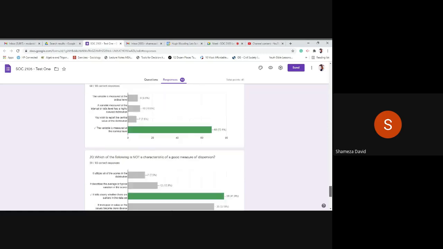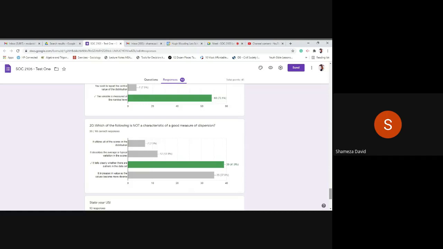And then the final question is, which of the following is not a characteristic of a good measure of dispersion? Some of these things are in the notes, so I'm thinking that just looking back at the notes would have helped in some cases. Any measure that utilizes all the scores in a distribution, whether it's a measure of dispersion or a measure of central tendency, is a good measure. It's a robust measure. Once it utilizes all, it's robust.